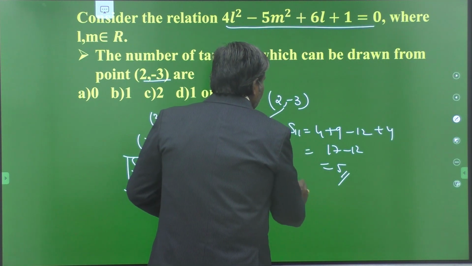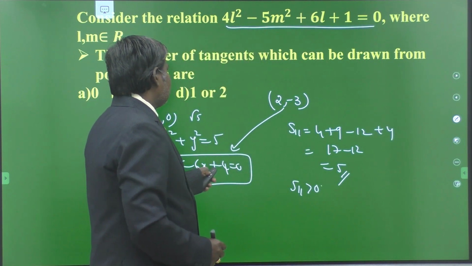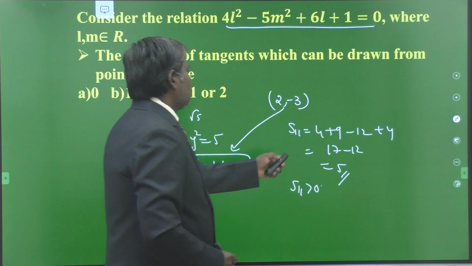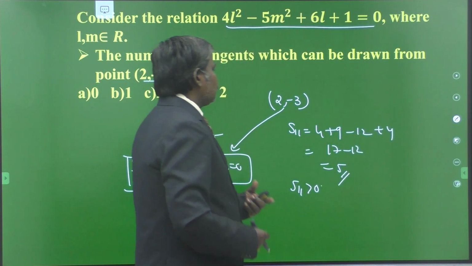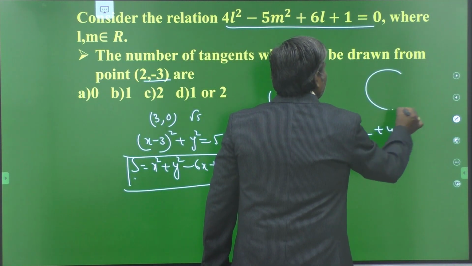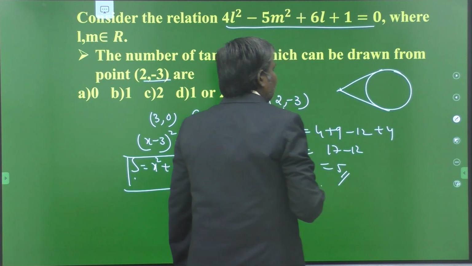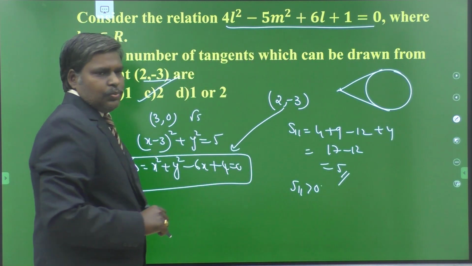So S11 is greater than 0. 4 plus 9 minus 6 into 2 minus 12 plus 4. This is positive. Am I correct or not? When it is positive, the point is outside the circle. Your point is outside the circle. How many tangents can you draw? When your point is outside the circle, 2 tangents can be drawn. So the number of tangents drawn from that point to the circle is 2.